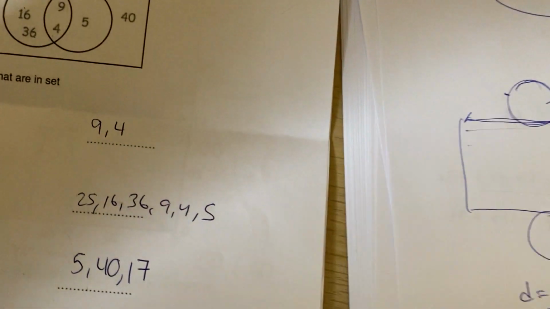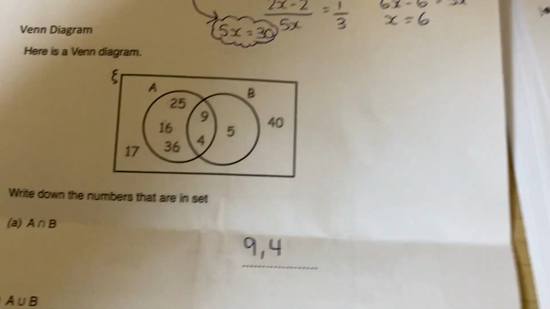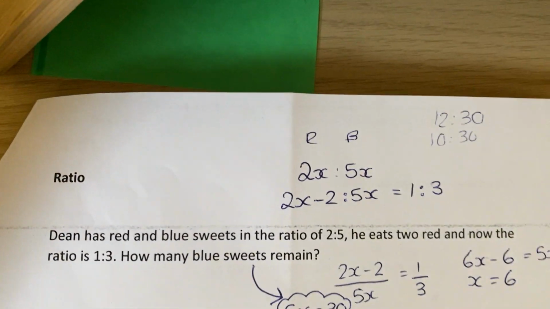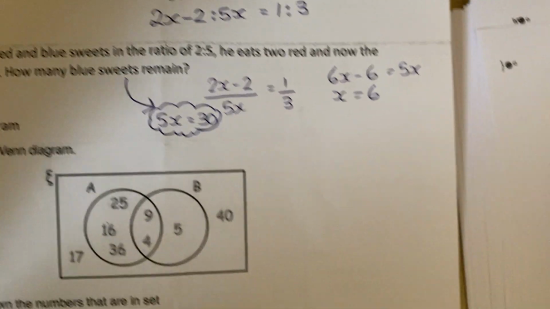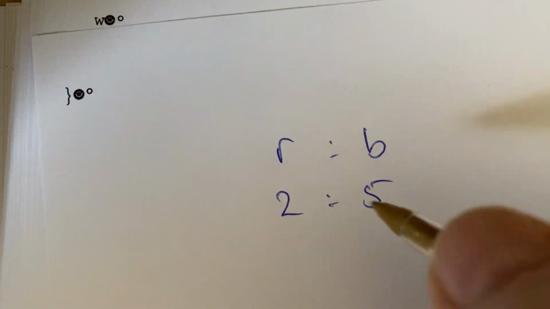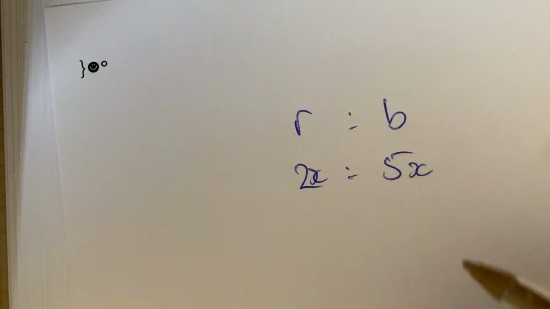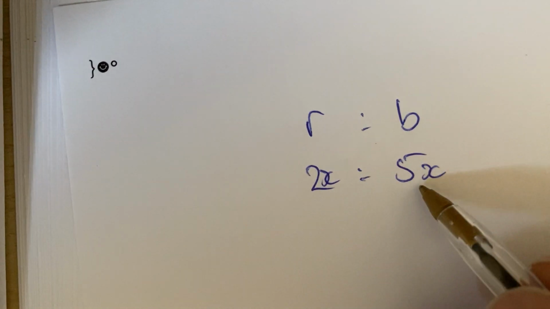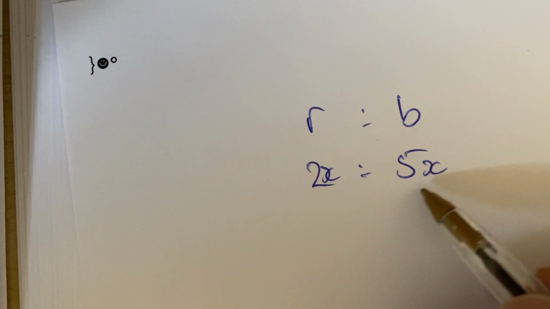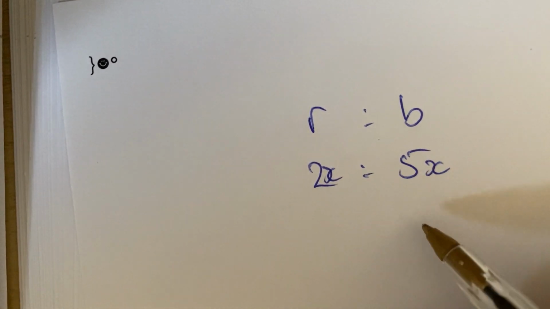See what happens here. Ratio. So let's just have a look at that question. So Dean has red and blue sweets in the ratio of 2 to 5. So what I'm going to say is I'm not going to say 2 to 5, I'm going to say 2x to 5x. Get into that habit. We don't exactly know how many there are. It might be 2, it might be 5, it might be 20, 50, 200, 500, whatever it is. So I put 2x to 5x.